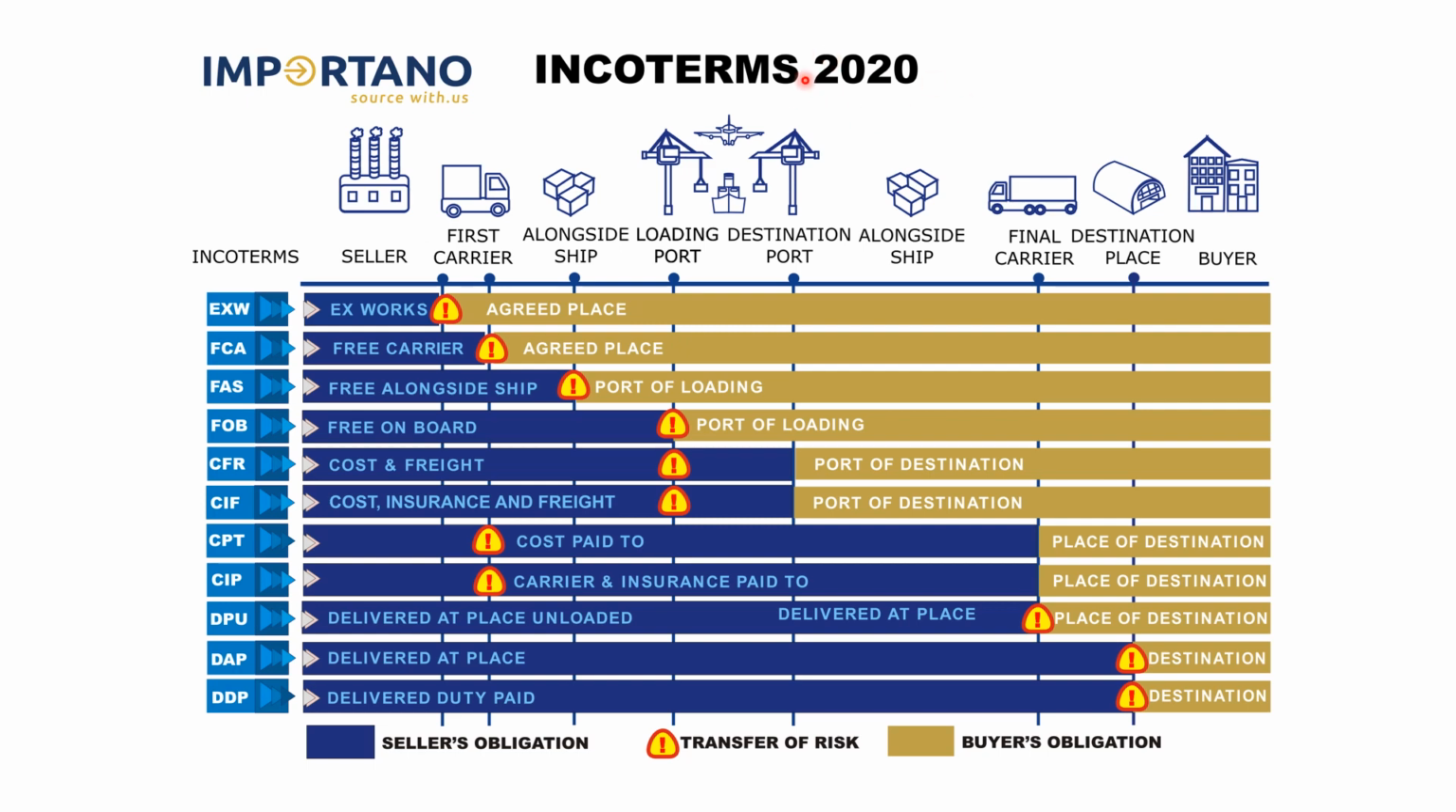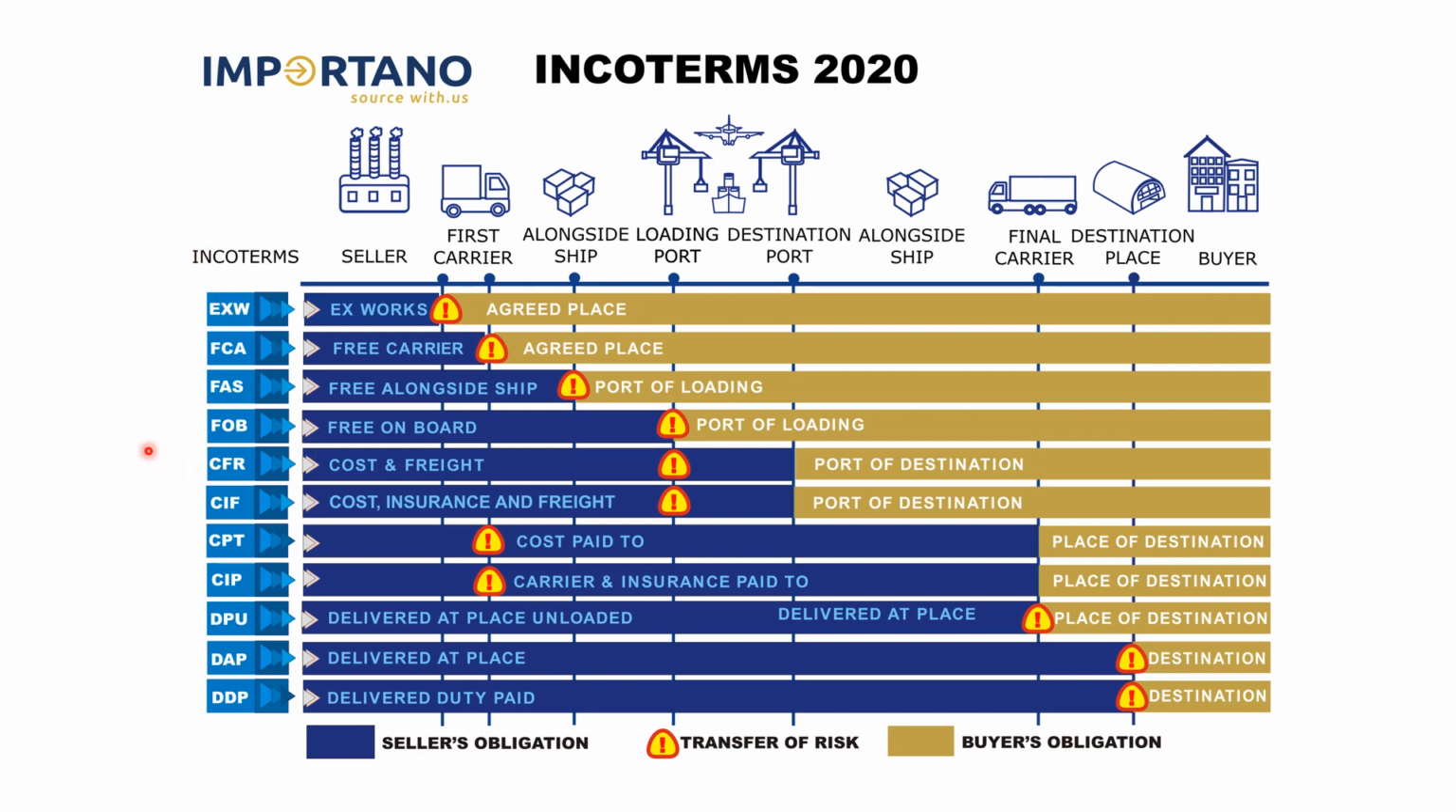So the blue bar over here shows the seller's obligation, and everything in brown is the buyer's obligations. And you see that when you start from the first Incoterm, that is ExWorks, the seller's obligation is the least and the buyer's obligation is the most in ExWorks. And as you keep going down, the buyer's obligations reduce and the seller's obligations increase.